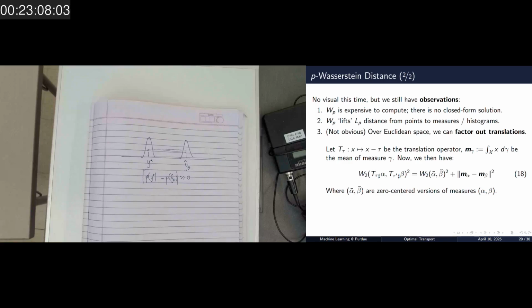In discrete space, it would just be expectation. And we now have the following. You have W2, where you are performing some translation over measure space alpha, another translation over measure space beta, and what you effectively get is again the Wasserstein distance with alpha tilde and beta tilde, plus the difference between the mean of alpha and mean of beta.